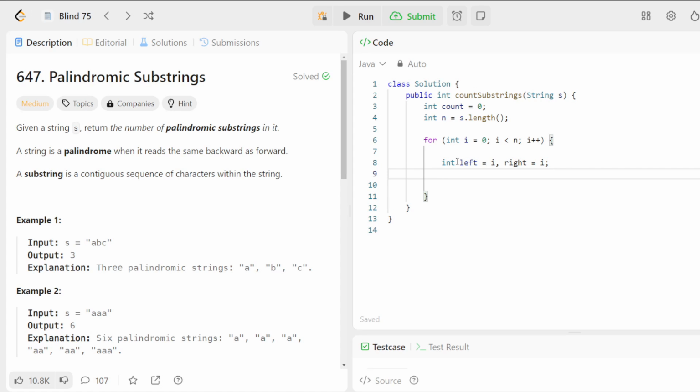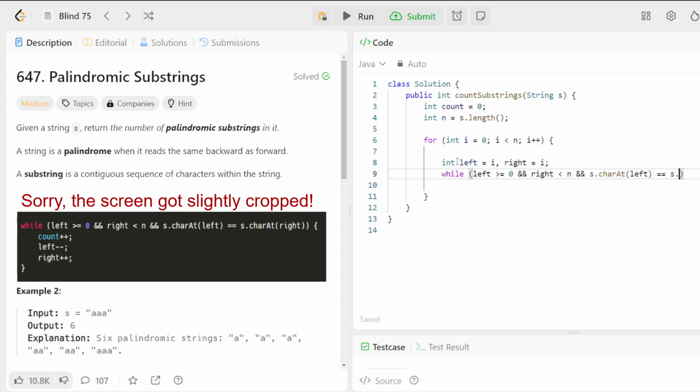Let me just put a space here to make it easier to read. Okay, so now we have a while loop. What are the conditions on the while loop? We said when one of the pointers goes out of bound, we go to the next character. So we need to take care of the case where the pointers go out of bound. So while left is greater than or equal to 0, and right is less than the length of the string, and we need to check the characters on the pointers: s.charAt(left) is the same as s.charAt(right).